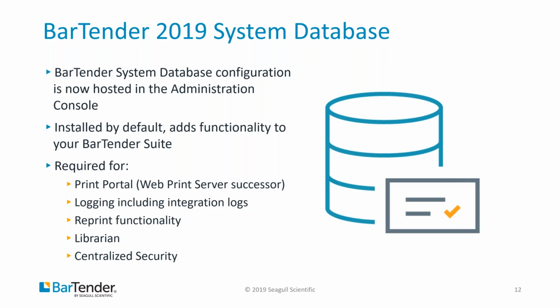The BarTender System Database in BarTender 2019 is required for Print Portal, the web print server successor, any of the logging features we talked about, the reprinting functionality, the use of Librarian and all its revision control and workflow features, and lastly, for the ease of centralized security. So no need to share a network XML file anymore or configure on a per-client basis.